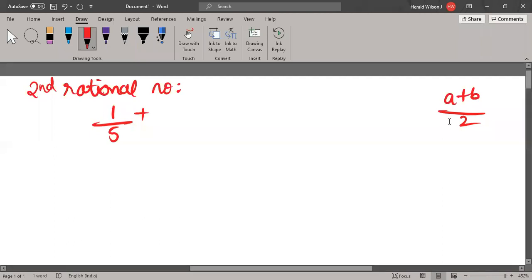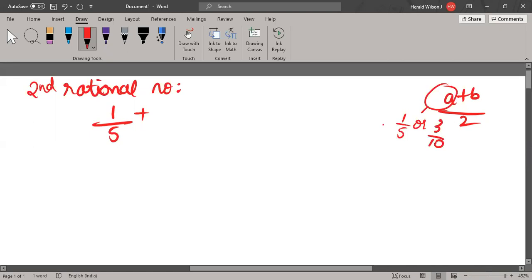So now to find out the second rational number, we will take 1 by 5 or we can take 3 by 10. Now here what I'm telling is a plus b by 2. Again the same formula we are going to use to find the second rational number. So a here could be 1 by 5 or 3 by 10, depending on your question. If the question has some other number as your first rational number or second rational number, that's what we are going to take here according to your choice. I have taken 1 by 5.